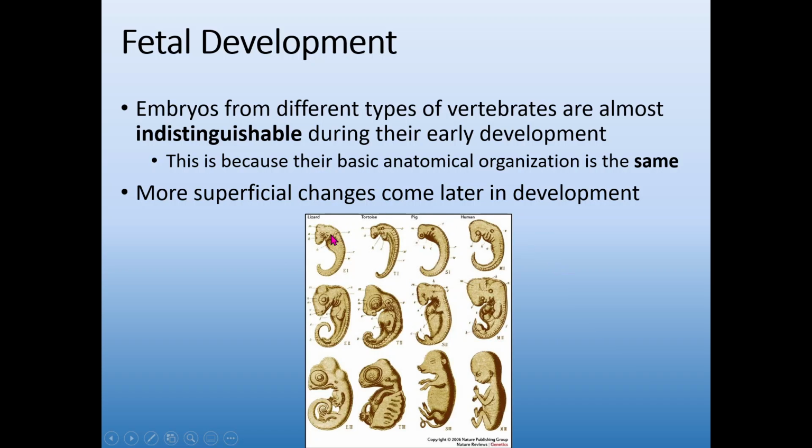This is a lizard, this is a tortoise, this is a pig, this is a human, all at the same stage of development. And they're nearly indistinguishable. It's only as that fetus continues to develop that you start to get differentiation into what is clearly a different organism.